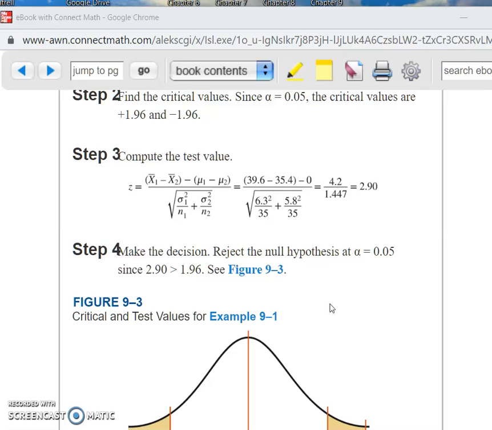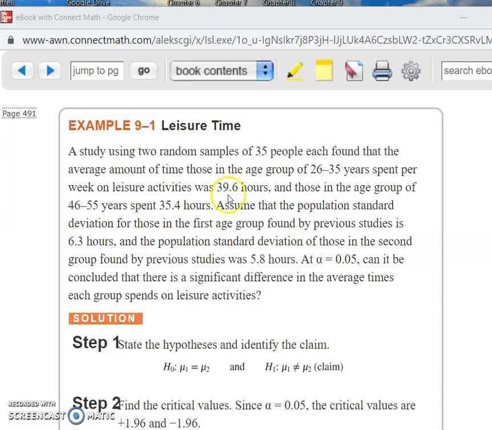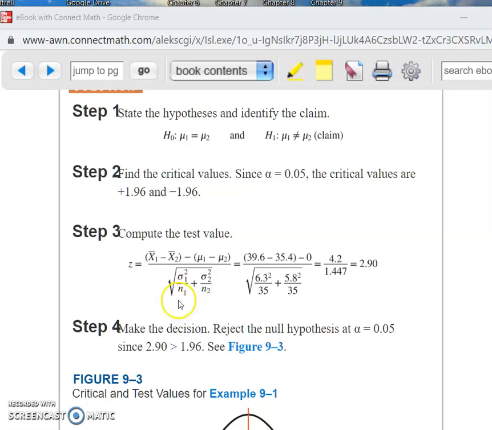Please take my advice, draw the cartoons. Please take my advice, write down the formula every single time. So you write down the formula to get your test value. So z equals all of this, and that is equal to, and now that you've written down the formula, all you have to do is plug in the numbers. It's very trivial. X bar 1, X bar 2, that was given to you. Here's X bar 1, here's X bar 2, and so forth. So we have all the stuff that we need to plug in.